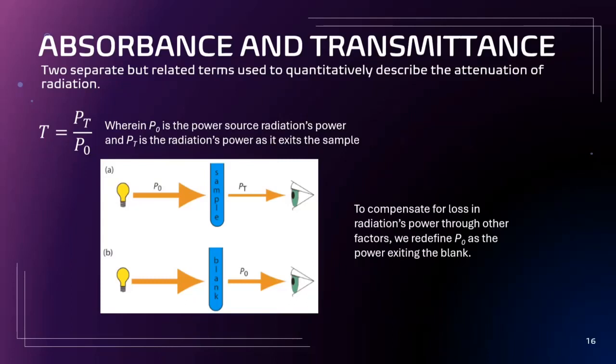And to compensate for this loss, we use a method blank, and this method blank is used to measure the radiation's power exiting from this blank that is taken to be the P naught or the incident.